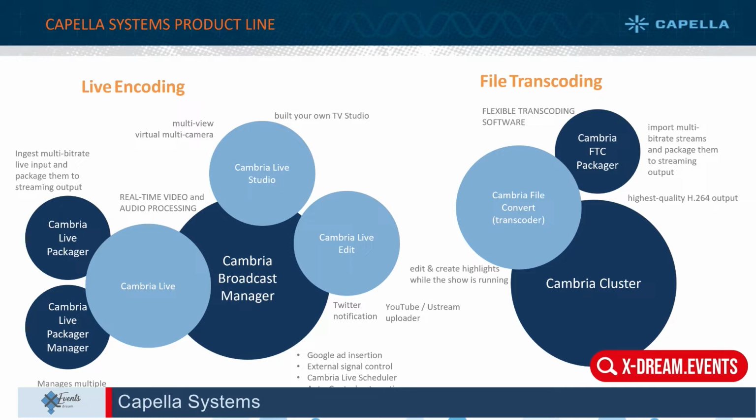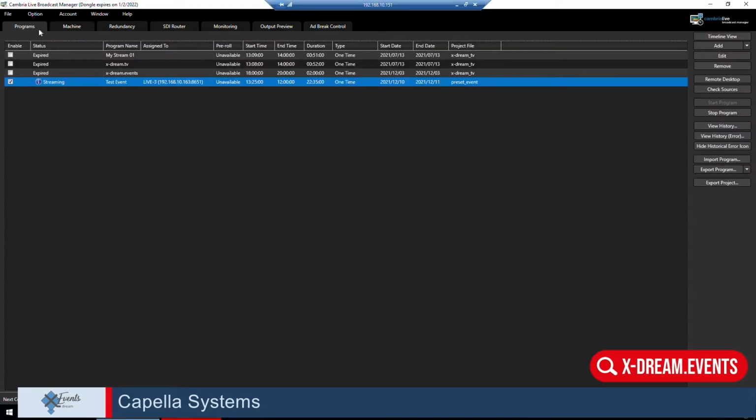Let's start top down, Simon, and let's look into things. The transcoding farm is managed via the so-called Broadcast Manager, as I just said. Can you please give us a brief overview of the Broadcast Manager? Yes, of course. I have prepared it. So here we see Cambria Live Broadcast Manager, and on the top there's our program. We can see there are expired program items and also one running.